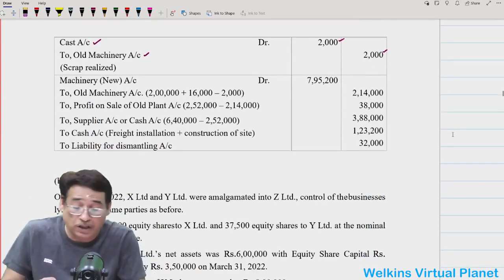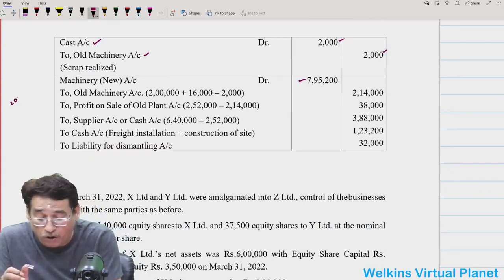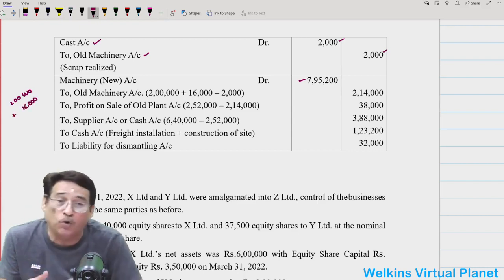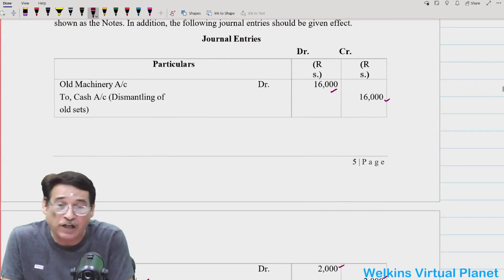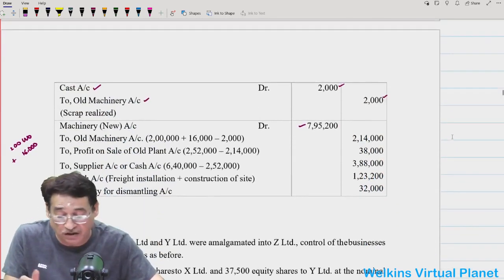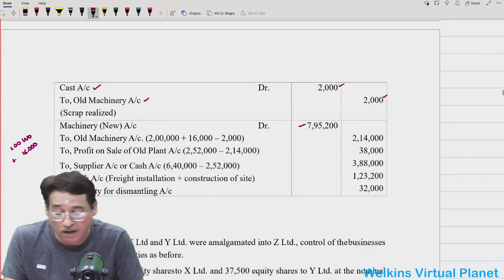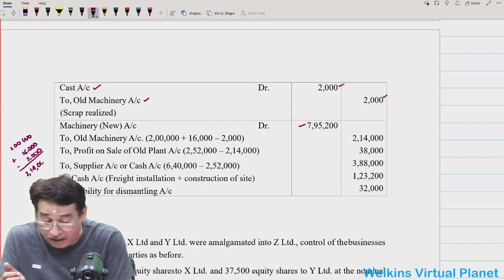Now you have to understand this point. Cost of the new machinery is 7,95,200, we have just seen. Now old machinery is moving out. The carrying amount of old machinery was 2 lakh, and then you incurred 16,000 on dismantling of the old machine. Are you getting my point or not? So your old machinery cost will increase because of dismantling. You can see old machinery is being debited. So the carrying amount of old machinery is 2 lakh, and it will go up by 16,000. Now here you have credited old machinery by 2,000. So due to scrap sale, the carrying amount of the old machinery will come down.